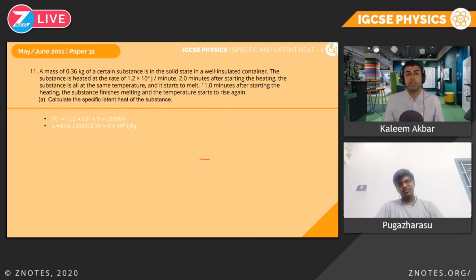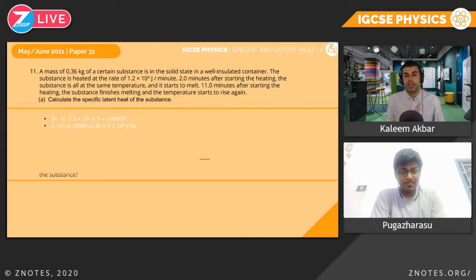So what do I get? So I've got 108,000. Okay, I wouldn't even give this units because I've not changed it to seconds. No, in fact, I can call it joules because it's joules per minute. Yeah, it's fine. So 108,000 joules. Then I'm going to do latent heat equals energy divided by mass. Stick that energy in, divided by the mass, and 3 times 10 to the 5 joules per kilogram. Notice there is no degrees Celsius in here because you're changing state.